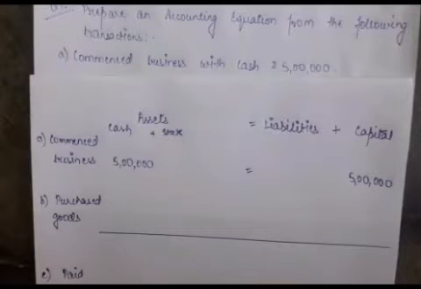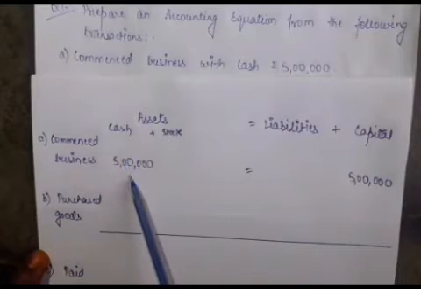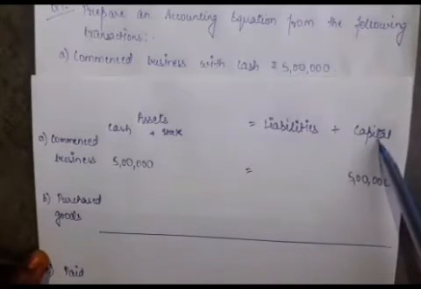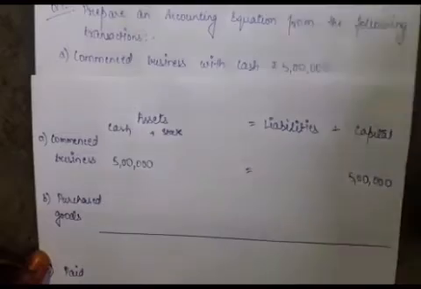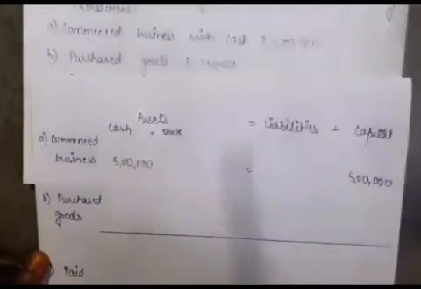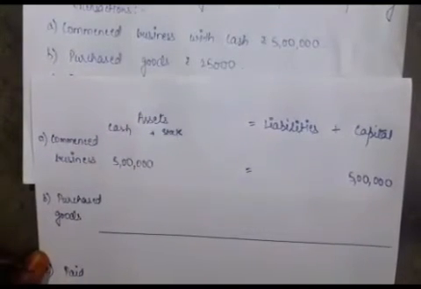So it will have a double-sided effect. First we write in the cash column that 5 lakh cash has been received in the business, and next we write in the capital column, capital of rupees 5 lakh. Here 5 lakh and 5 lakh, the equation is tallied. Now the second transaction is that we are purchasing goods for rupees 25,000.